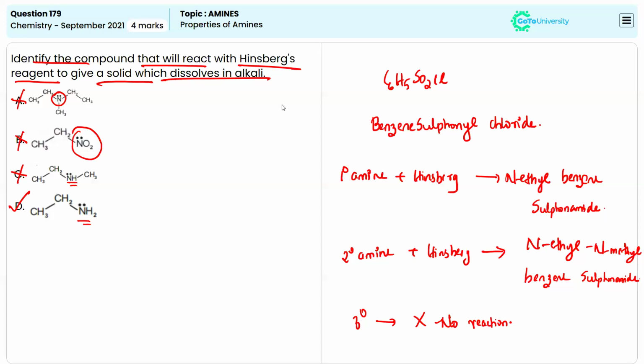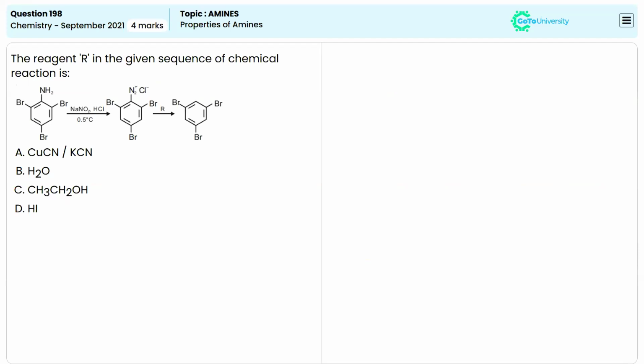Fine. Coming to the next question. Here we have the reaction, and the reagent is tribromoaniline, right? 2,4,6-tribromoaniline reacting with sodium nitrite and HCl. We are getting some product, and that product again reacts with R, and they are producing tribromobenzene. So we have to identify what is the reagent R in the reaction.